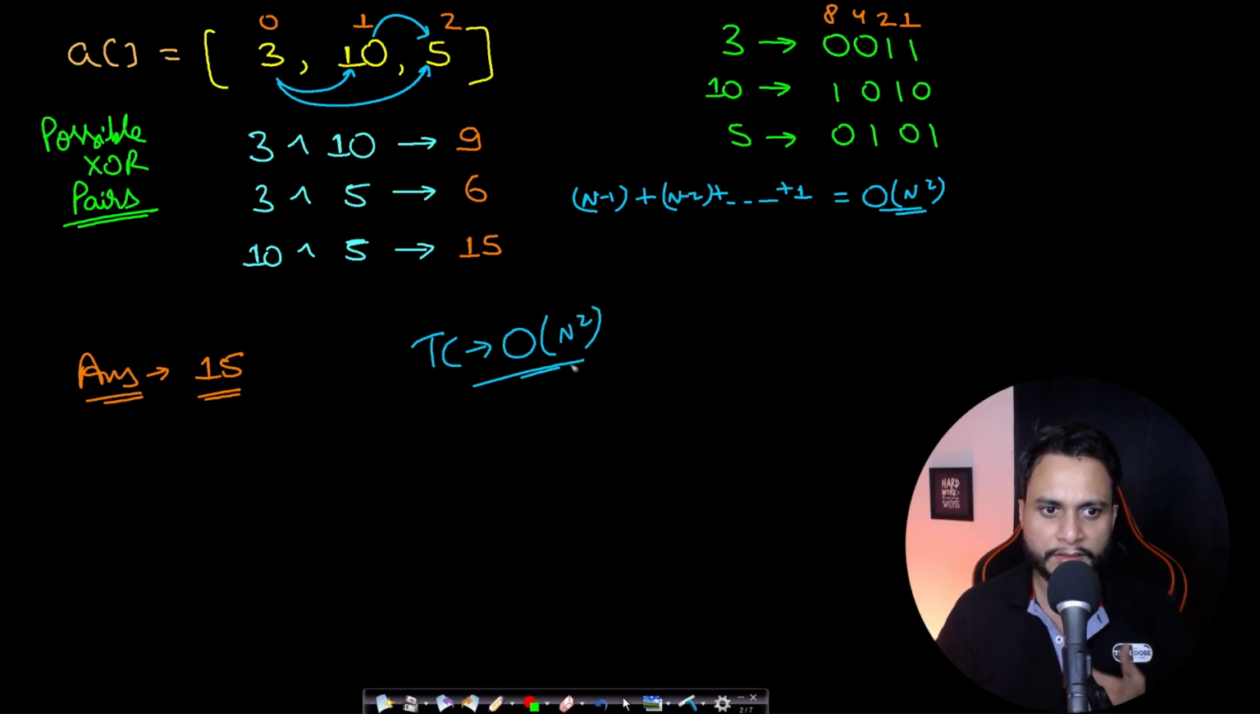In this case, you can see that 3 XOR 10 will be 9, 3 XOR 5 will be 6, and 10 XOR 5 will be 15. So the maximum value is 15, hence the answer is 15. Okay. Now let us look at another example.